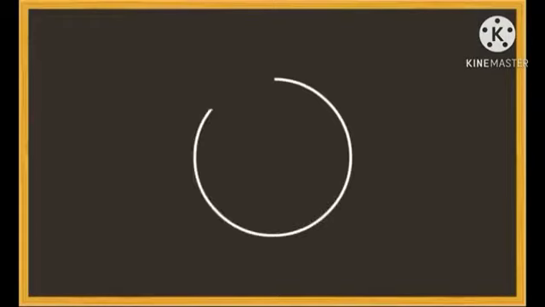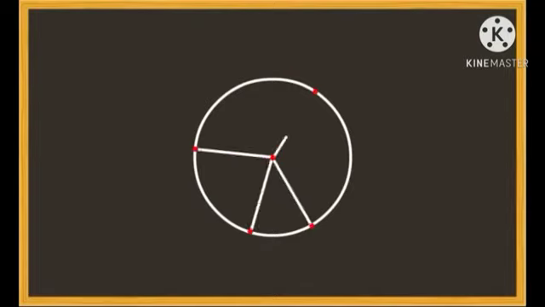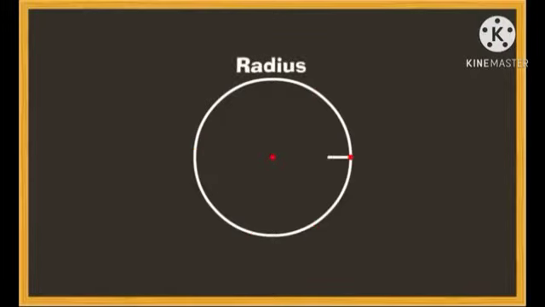Circle. Let us look at some common words that we can use when we talk about circle. First, there is a center of a circle. All points on a circle are at an equal distance from the center of a circle. In fact, a circle is defined as a closed figure, each of whose points are equidistant from a fixed point within it. Another word to remember, its radius. The distance between center of a circle and any point on it is called its radius.